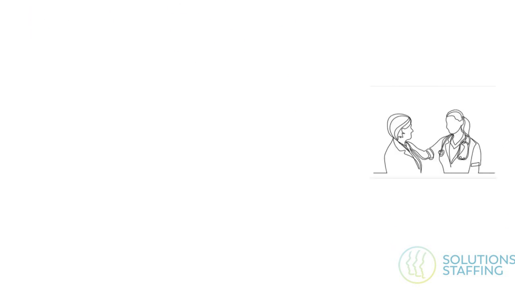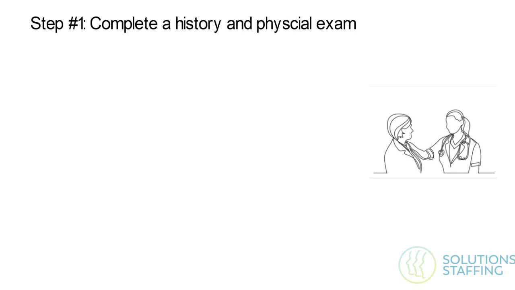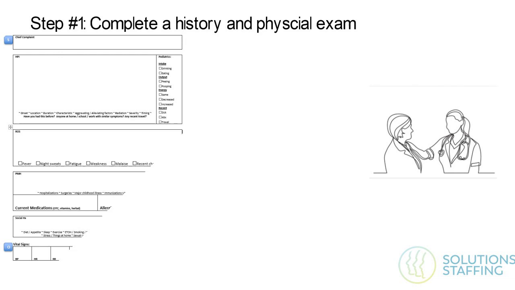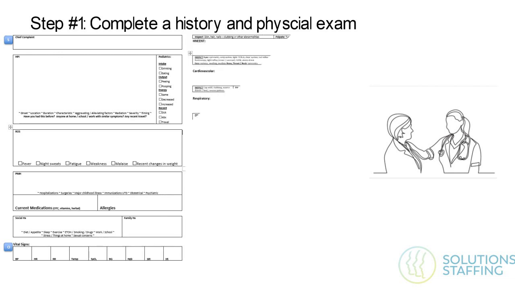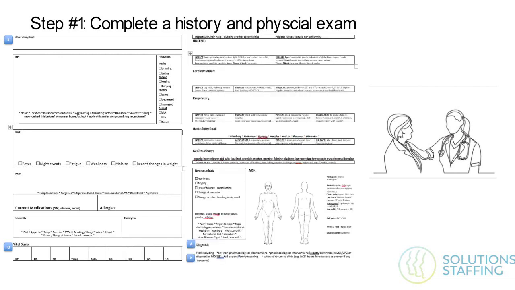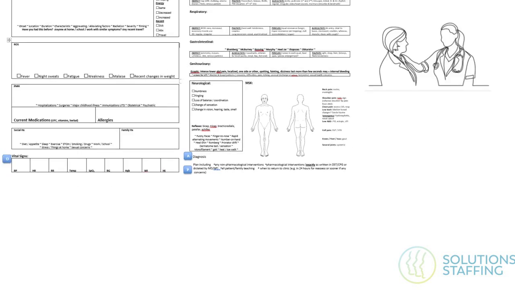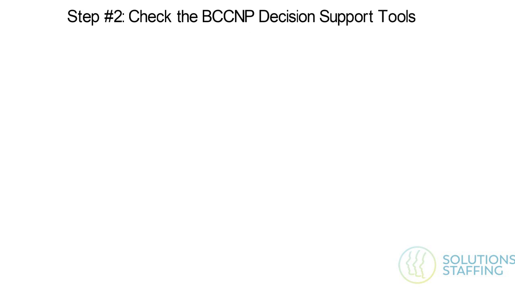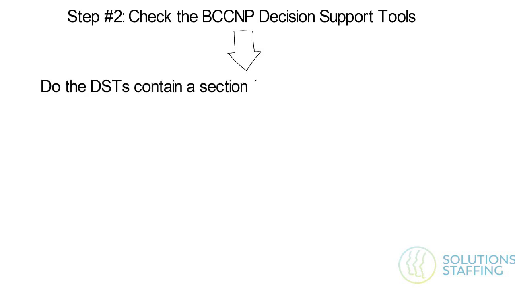So a patient presents to the clinic, and you bring them into the exam room for assessment. You complete your history and physical exam. Don't forget the handy assessment tool that you can use to make sure you aren't missing key areas to include in your assessment. Once you complete your initial assessment, you will need to check the decision support tools. By this time, you will likely have a tentative working diagnosis and will need to see if any of the DSTs contain a section for the health concern.